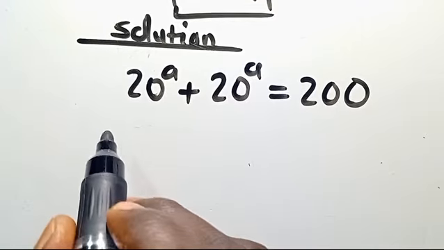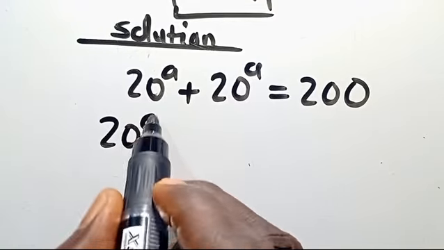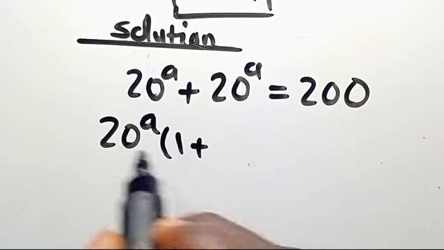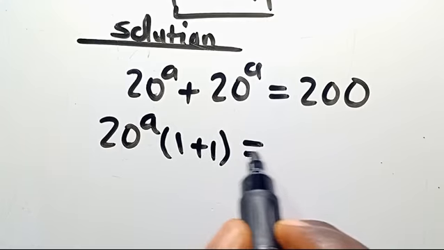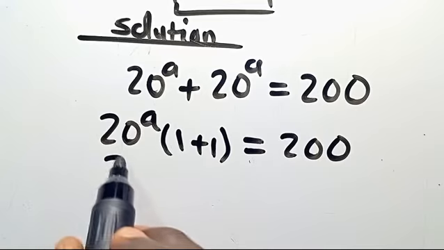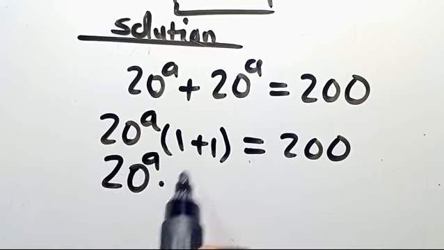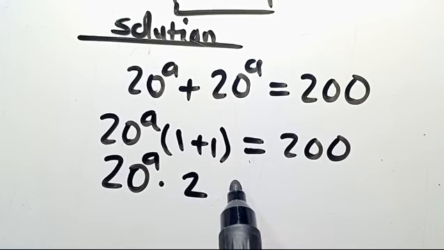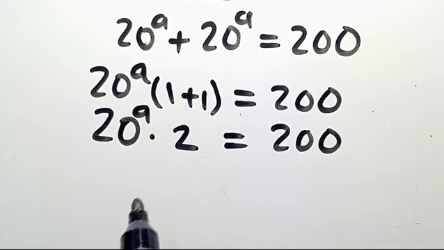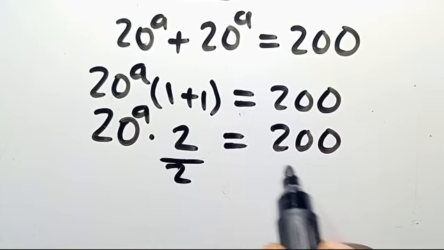Then let's factor them out. So here will be 20 to the power of a. This divided by this will be 1. This 20 to the power of a divided by this will also be 1, equals 200. So we have 20 to the power of a times 1 plus 1 is 2. This will be equals 200. Now, divide through by 2.